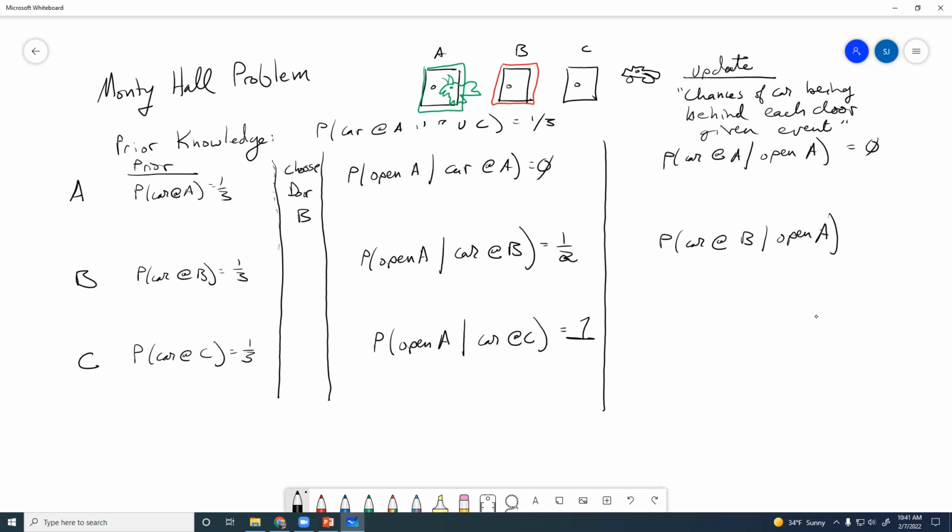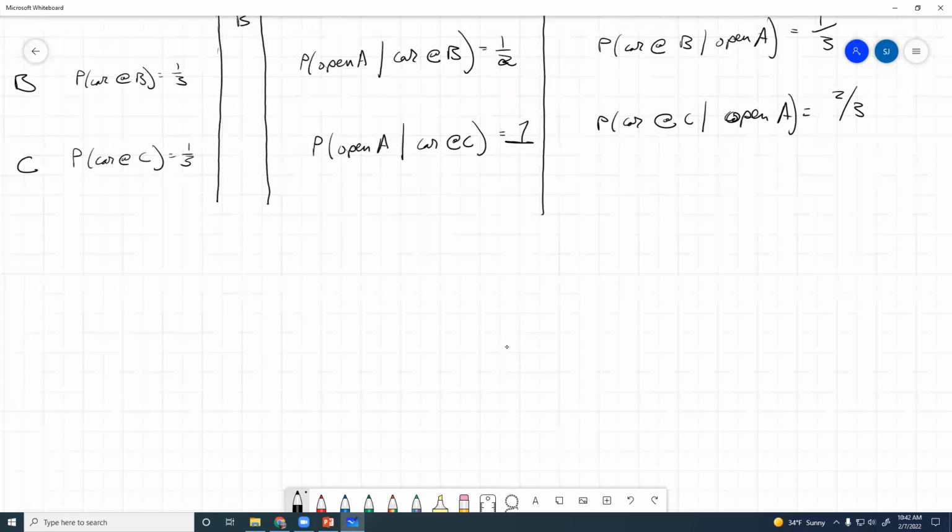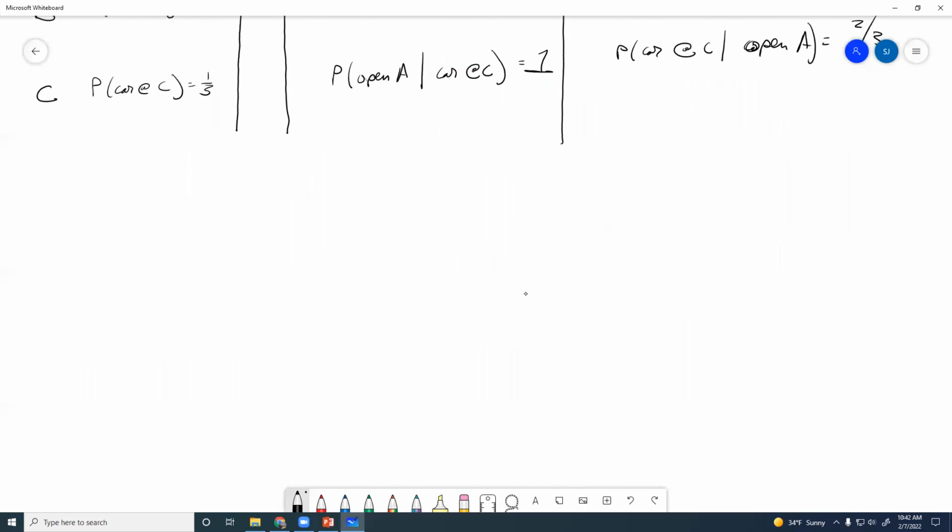That is equal to 1/3. I'm trying to figure out why. Oh, okay, there's some math that we'll have to do, so just a sec. So that's equal to 1/3, and then the probability that the car is at C, given that he opens A, is equal to 2/3. So let's actually do the math behind that, and we'll just do the two examples.